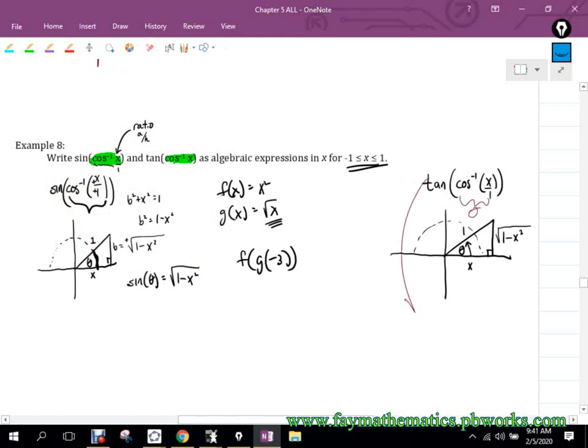But now, that's going to give me that theta. So it's going to turn into tangent of theta. Okay, well, tangent is opposite over adjacent. So now I get that ratio. So tangent of cosine inverse of x is actually equivalent to the square root of 1 minus x squared, over x.